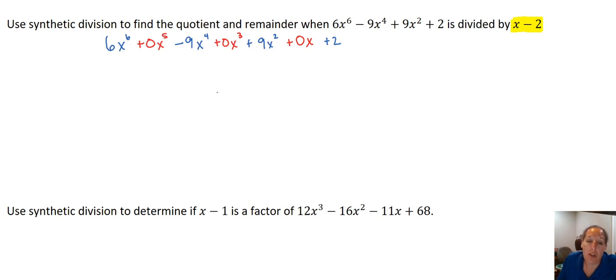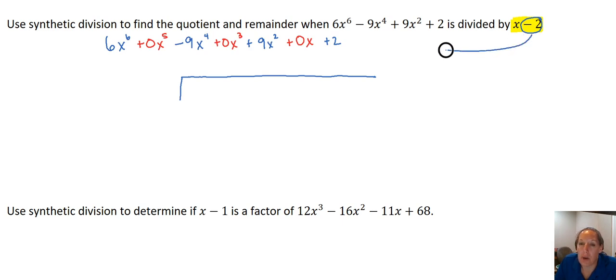All right, to set up our synthetic division, what we're going to do is take whatever our x plus or minus our constant, our divisor here, we're going to take that constant number and change the sign. In this case, we've got x minus 2, so we're going to write a positive 2 over here. And the reason for that is we want to add instead of subtract.